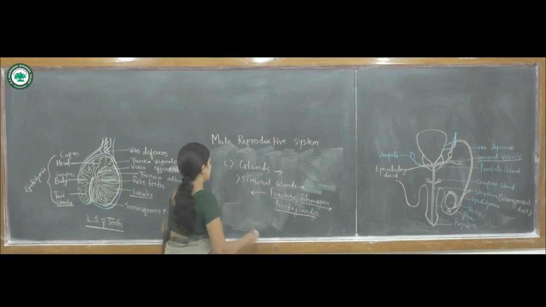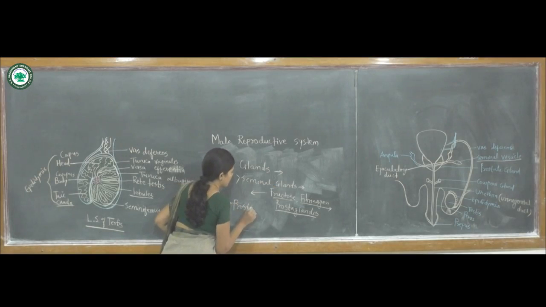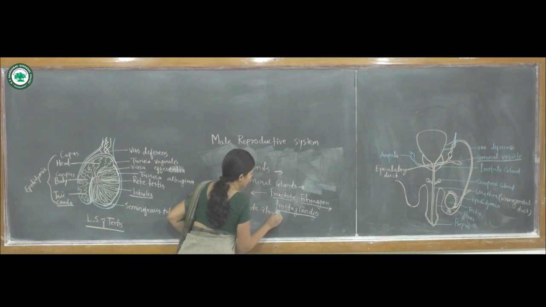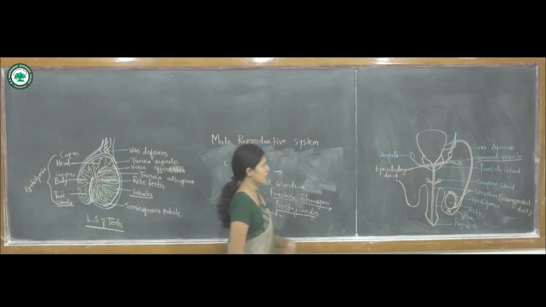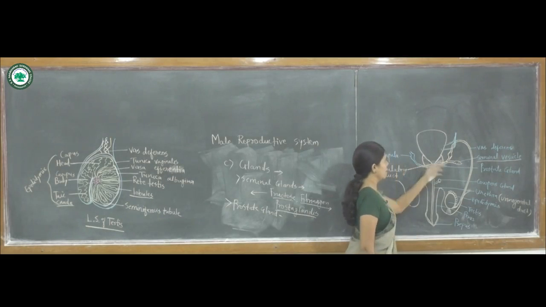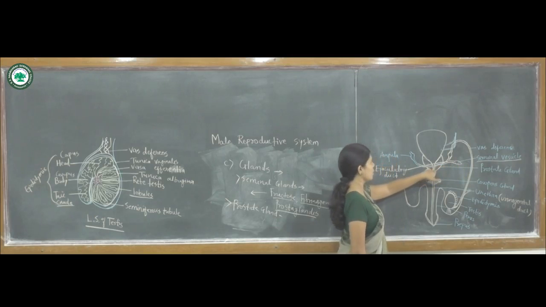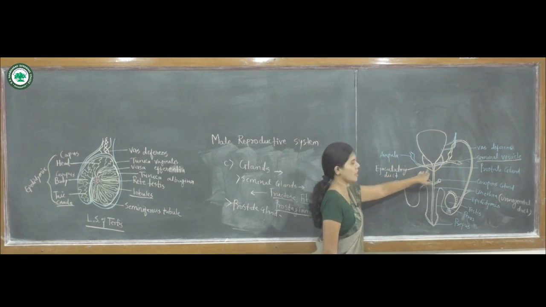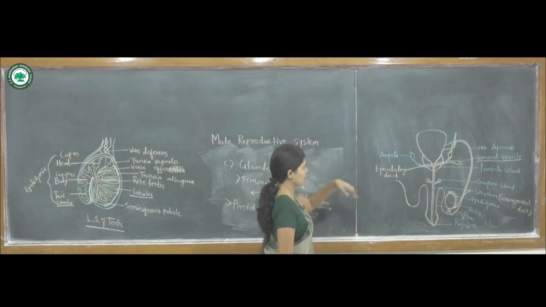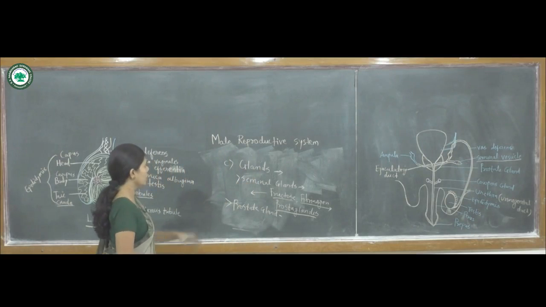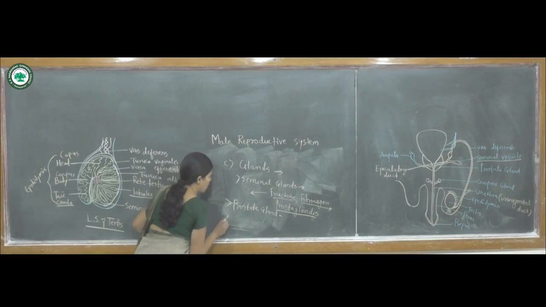Now, after the seminal vesicles, the second gland is the prostate gland. The prostate gland is single in number. The seminal vesicles are in pairs, present on both sides, and they enter into the prostate gland. The prostate gland is larger in size and single in number. Now the third gland is the Cowper's gland.